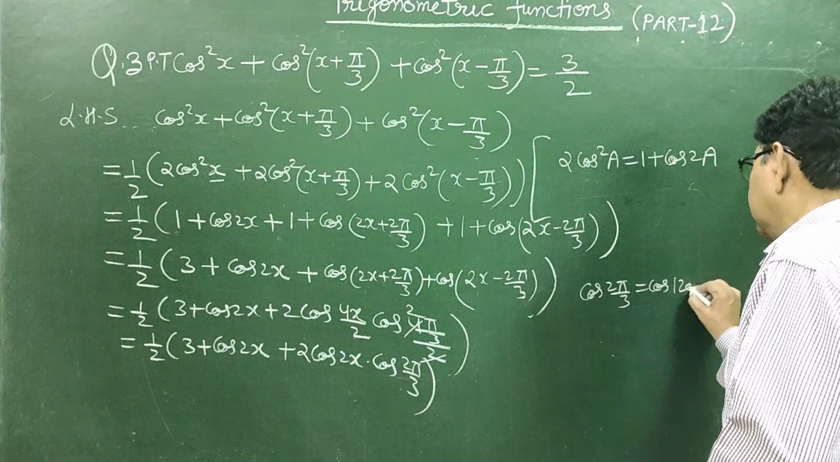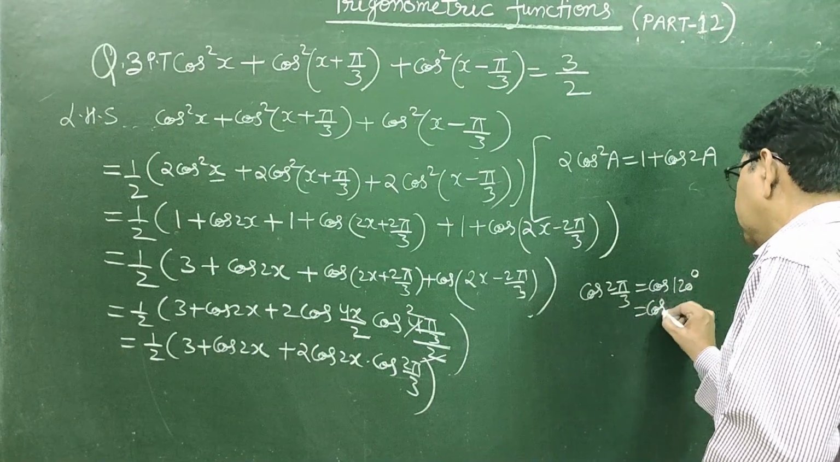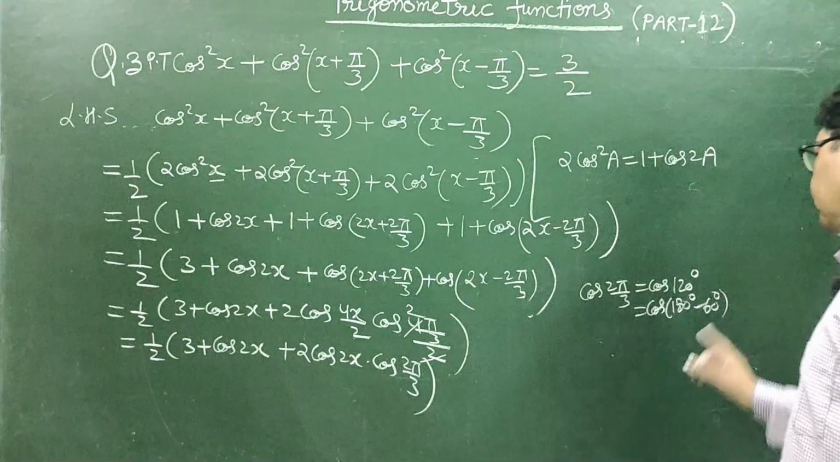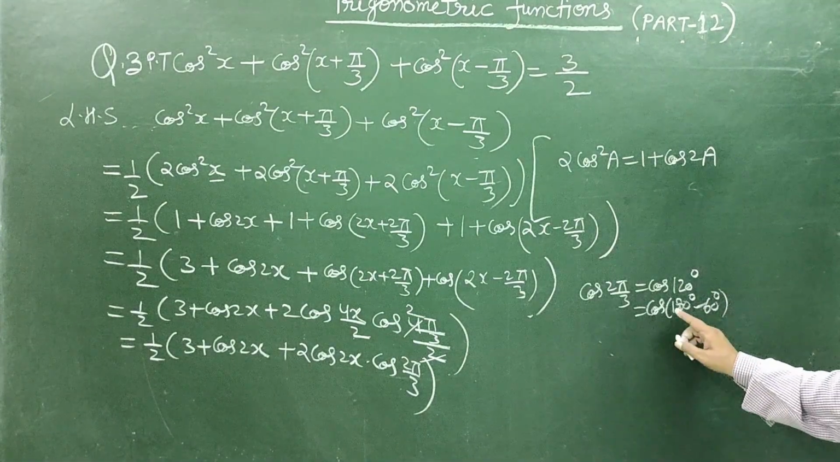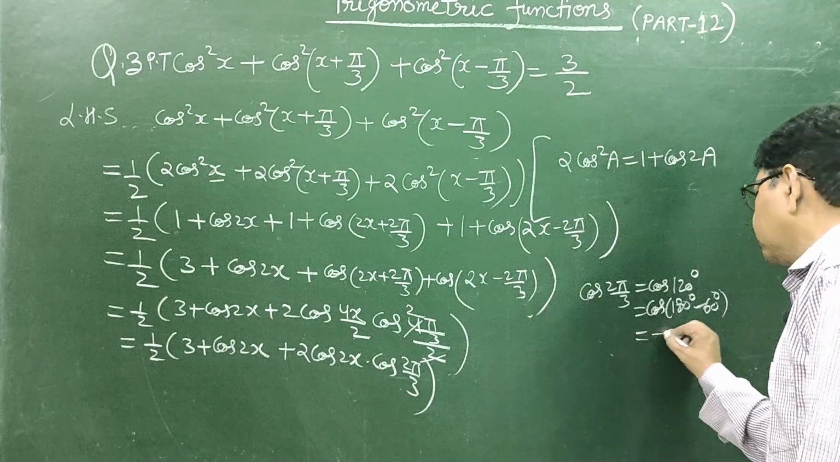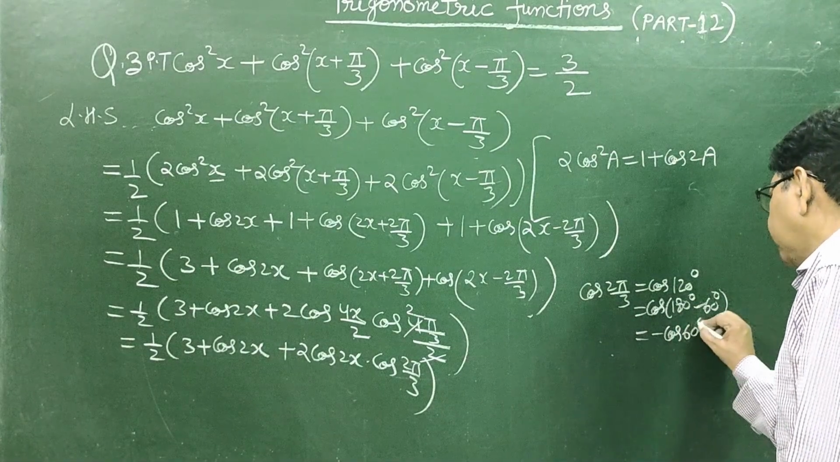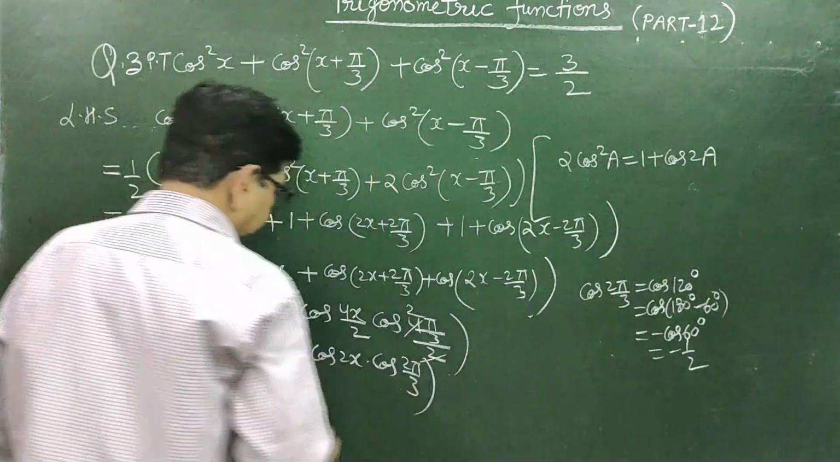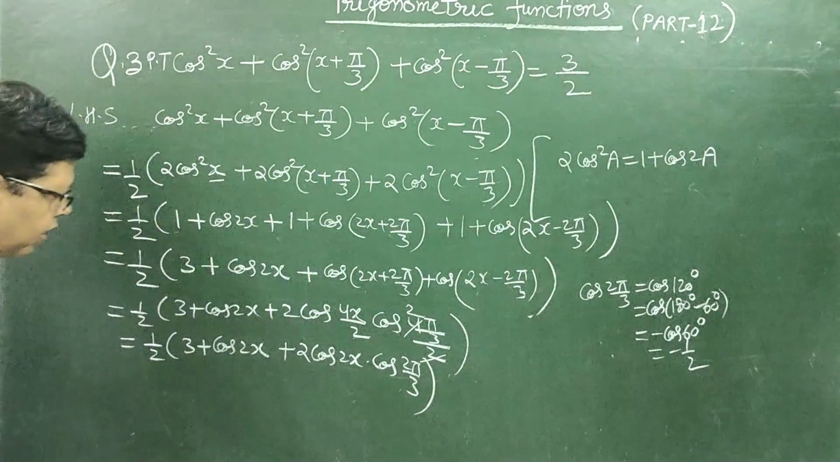Cos 120 degrees is cos of (180 minus 60) degrees, and in the second quadrant, because of 180, cos remains cos, and this is equal to minus cos θ, that is minus cos 60, minus 1 by 2. So the value of cos 2π/3 is minus 1 by 2.